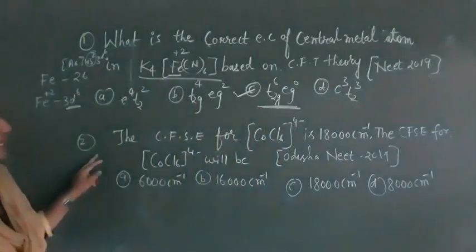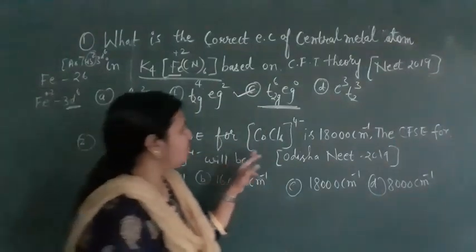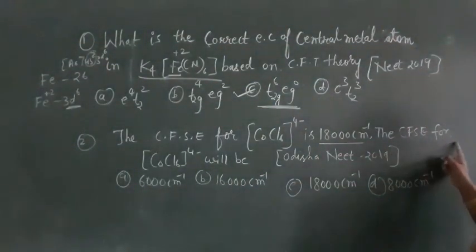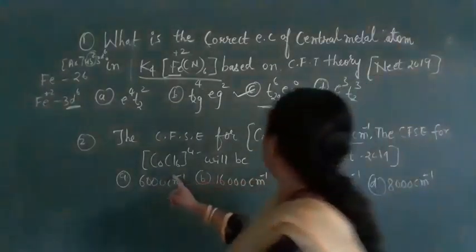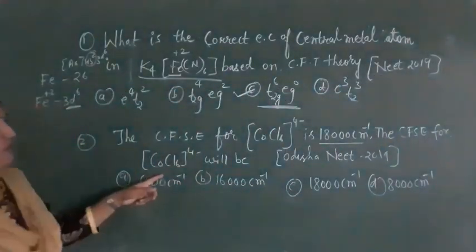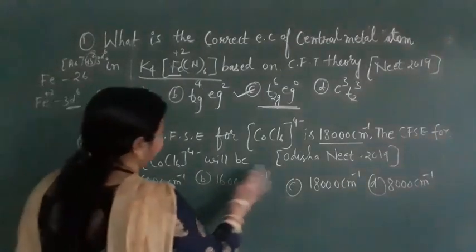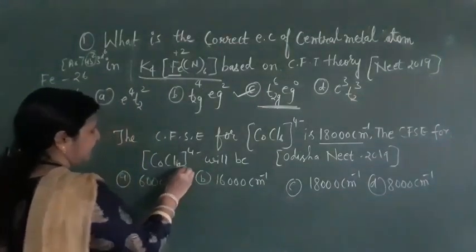Now next we have: the crystal field splitting energy for [CoCl6] is 18,000. The CFSE for [CoCl4] will be what? It is CoCl4, not CoCl6.